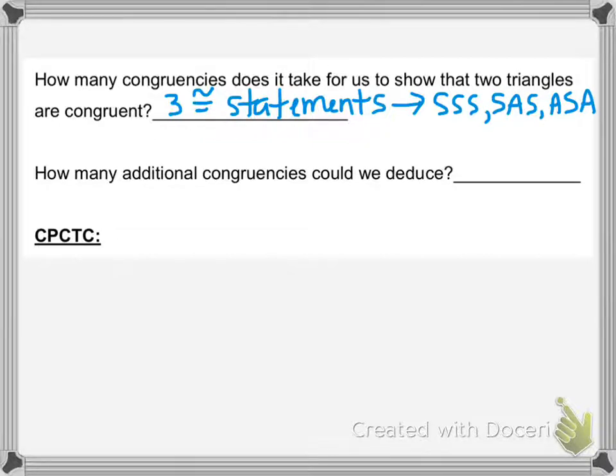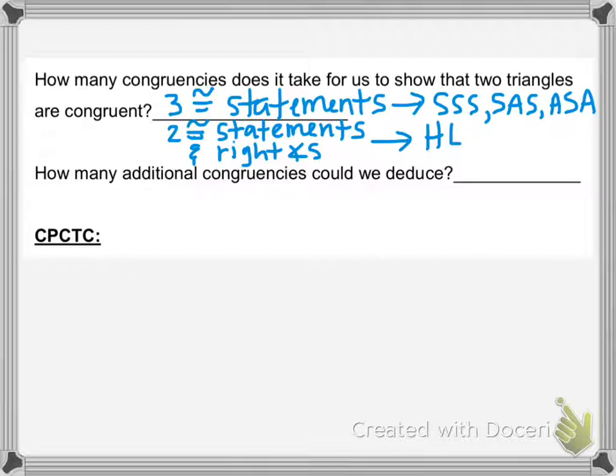We also have HL, and HL is a little bit different. You've got to say that you've got the 2 congruent statements, the H and the L, and then you also have to say that you've got right angles. So that's your other statement, and right angles. Okay, once you see those 3 things, then you can say the triangles are congruent by HL without having to know the other 3 parts that are also congruent.